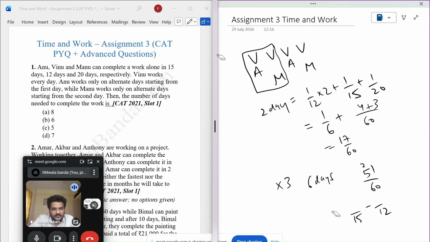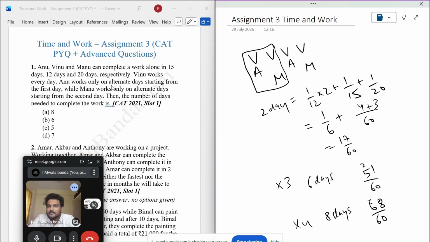Or another way to see it is, if I multiply it by 4, then in 8 days the work done will be 68 by 60. So I know that it has to be between 6 days and 8 days. The answer is 7 days.